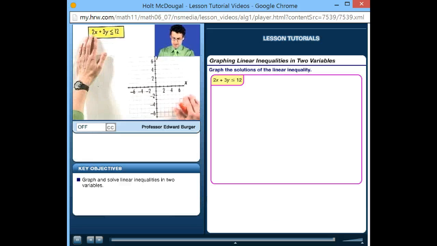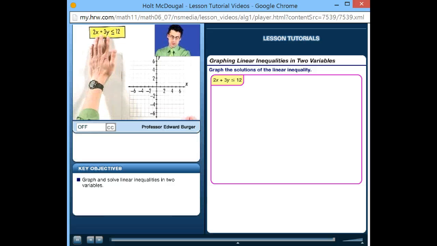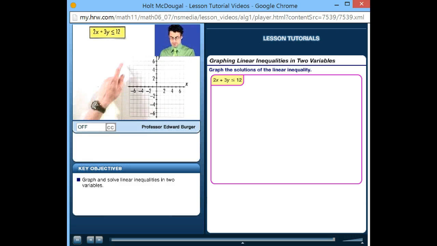So here I'm looking at the inequality 2x plus 3y is less than or equal to 12. Okay? Well, how am I going to deal with this? Well, the first thing I might want to do is find the graph of this to compute the boundary line. So I'm going to look for the boundary line. That's a little teeny bit of work.